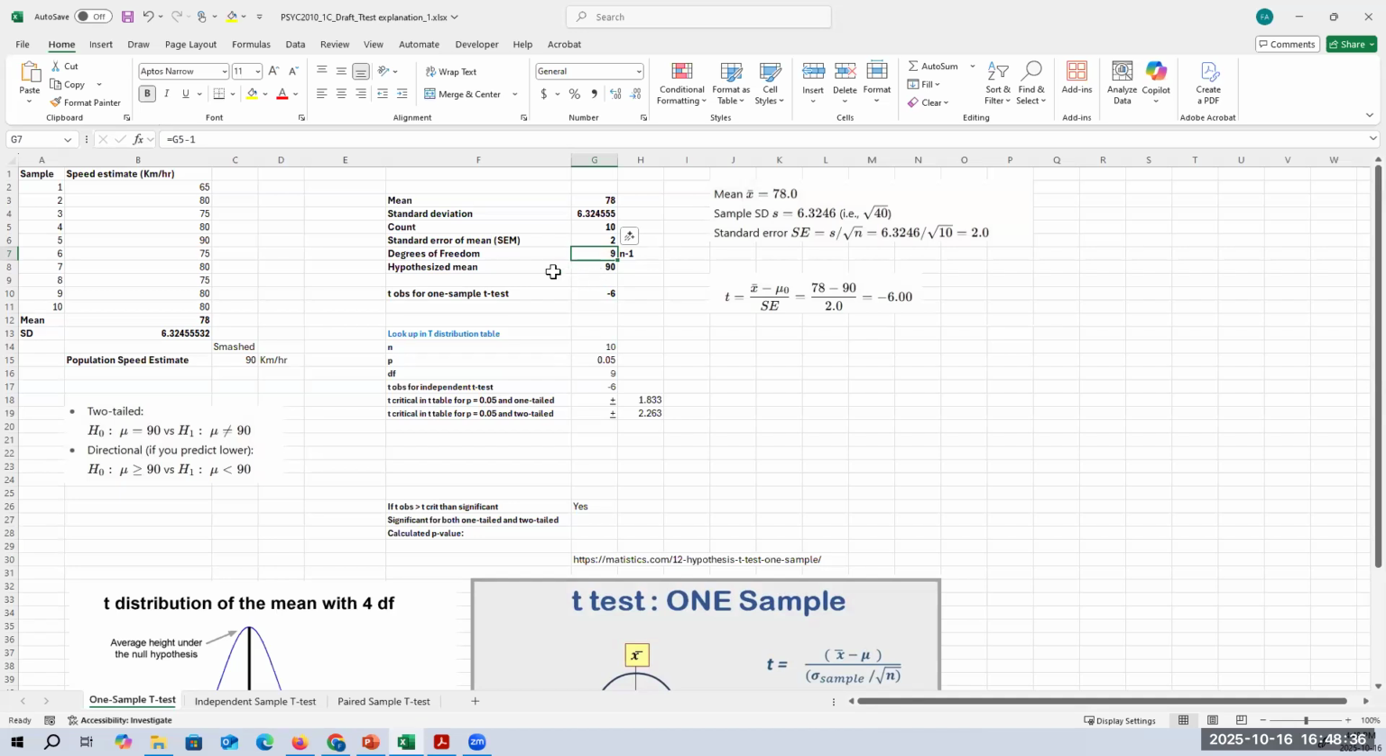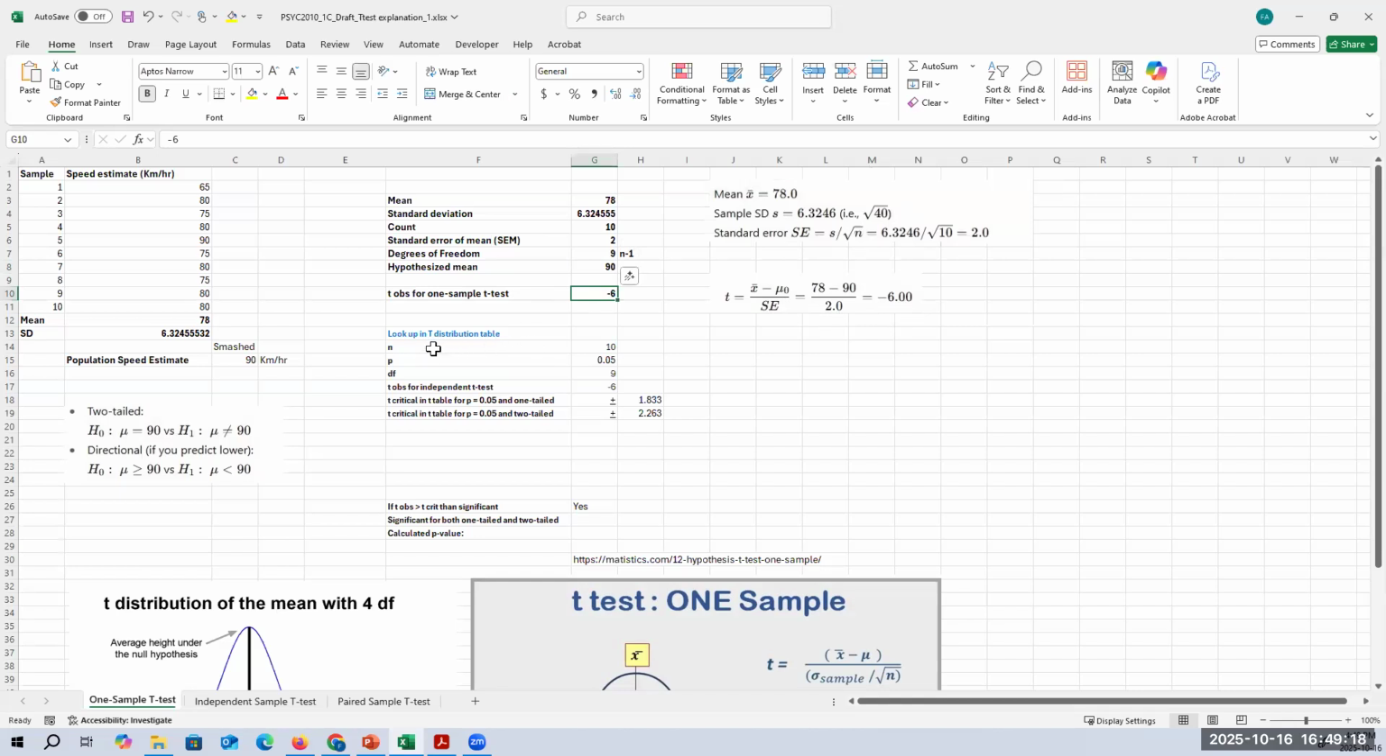So you want to keep that in mind, and then the hypothesized mean is 90, so this is the population mean, and the t observed is what is calculated. So how you calculate the t observed is subtracting the mean, which we had as 78, minus the 90, which was the hypothesized mean, divided by the standard error, which is 2.0, which was calculated here. And you had the standard deviation divided by the square root of the sample size, and then you get negative 6.00, right? So that's the t observed, the one which was calculated for the one sample t-test.